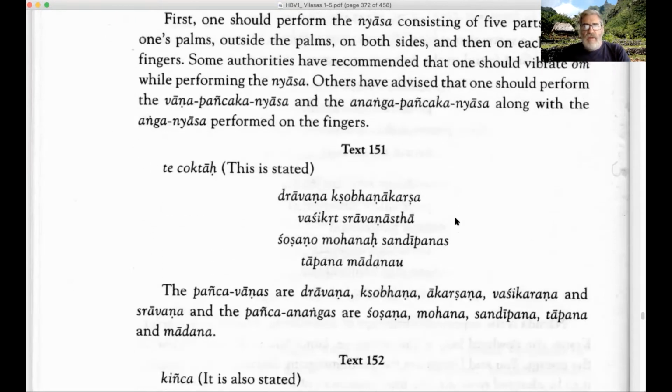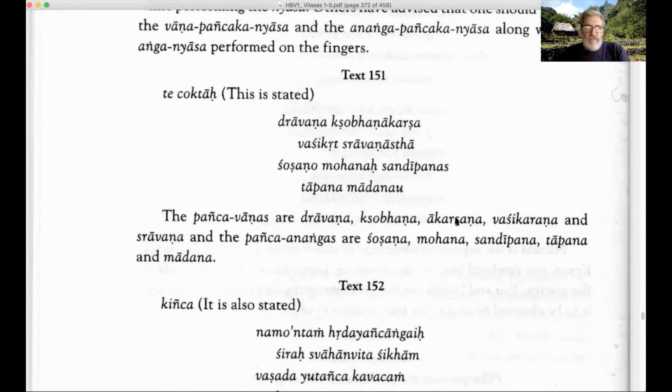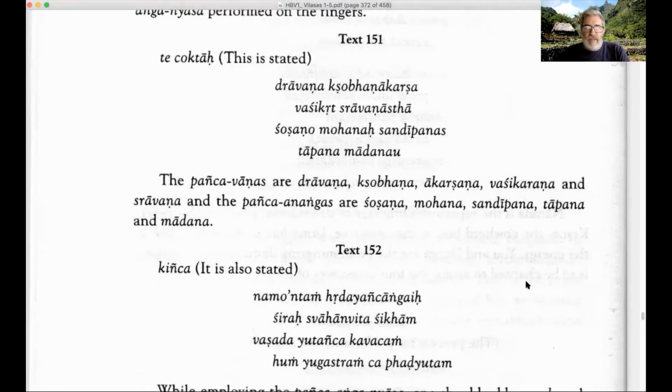Okay, let's just continue on a little bit more with this, and once we get to a different topic, we'll go back and we'll look at exactly how to do all of these things. Text 151, right? The Panchavanas are Dravana, Shobhana, Akarshana, Vasikarna. Vasikarna usually means to control people, like by hypnotizing people, and Shravana. And the Panch Anangas are Shoshana, Mohana, Sandipana, Tapana, and Madana. Okay, so this will be explained maybe in the Prayoga.